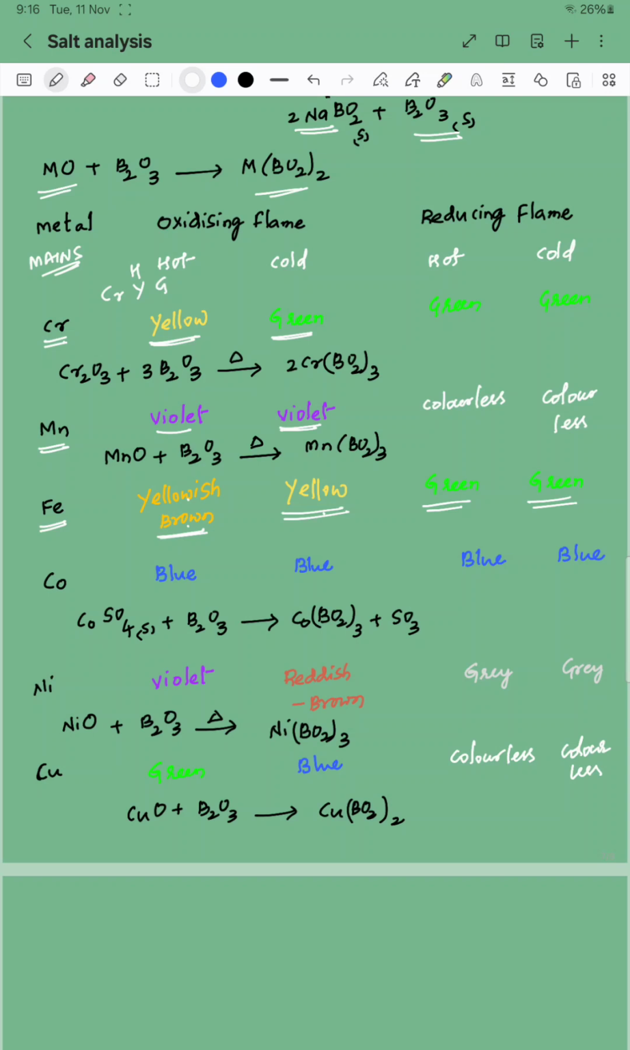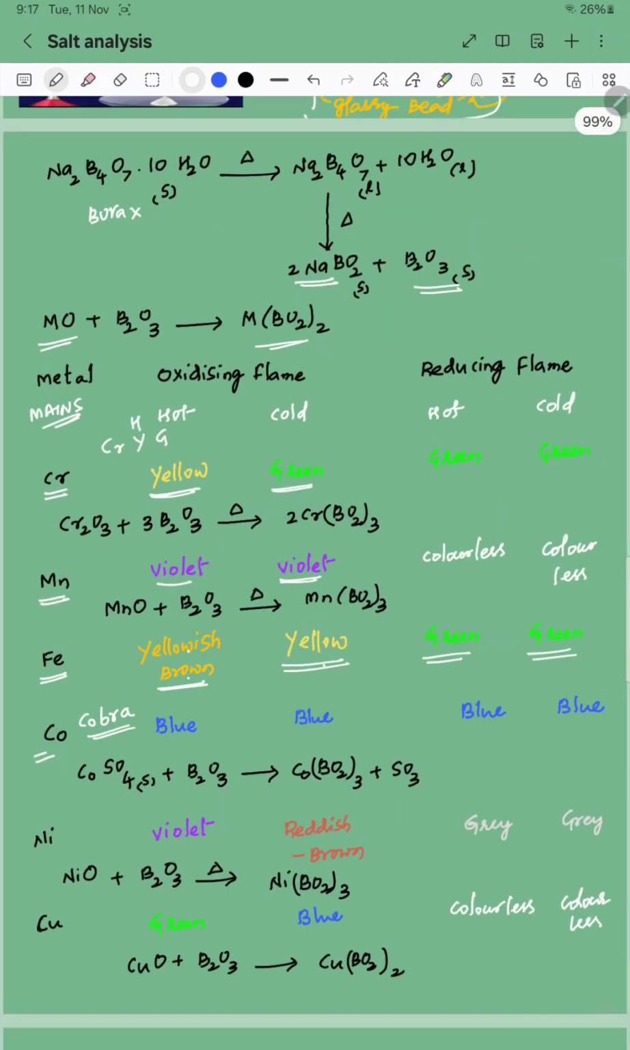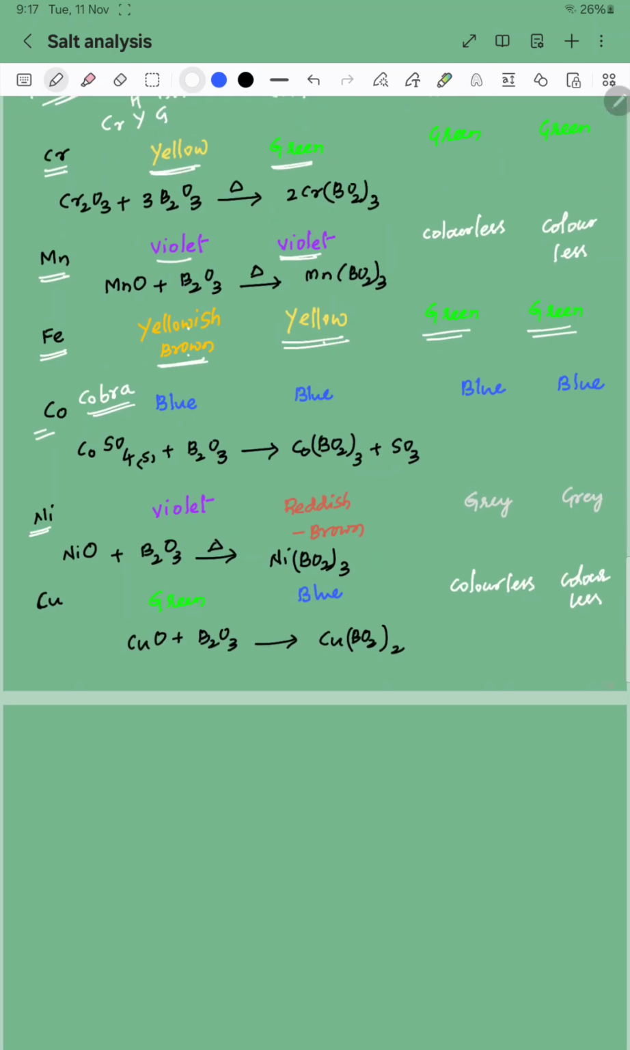Next, cobalt: in all cases blue color, remember as cobra. Cobalt, blue color, in oxidizing flame and reducing flame. Next, nickel, student: nickel in oxidizing flame, violet color in hot condition, and reddish brown in cold condition. In reducing flame, gray color, only gray color forms with nickel, no other metal compound shows it, right?